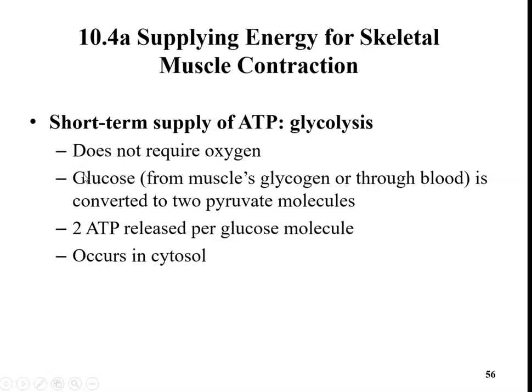Your short-term supply of ATP is going to be glycolysis. We said this is not going to require oxygen. Remember, this happens in the cytoplasm in the absence of oxygen. Glucose is converted into 2 pyruvate molecules. There's going to be 2 ATP released per glucose molecule.